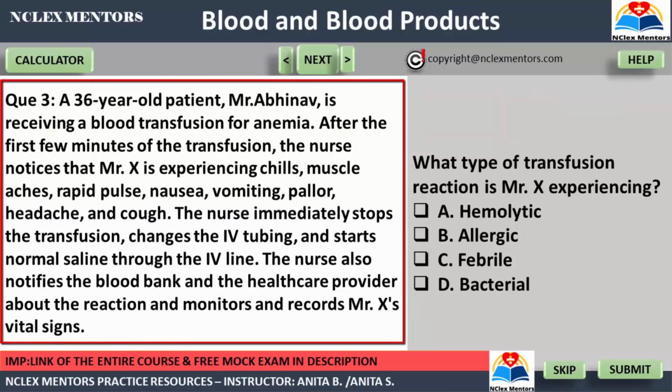A 36-year-old patient, Mr. X, is receiving a blood transfusion for anemia. After the first few minutes of the transfusion, the nurse notices that Mr. X is experiencing chills, muscle aches, rapid pulse, nausea, vomiting, pallor, headache, and cough.